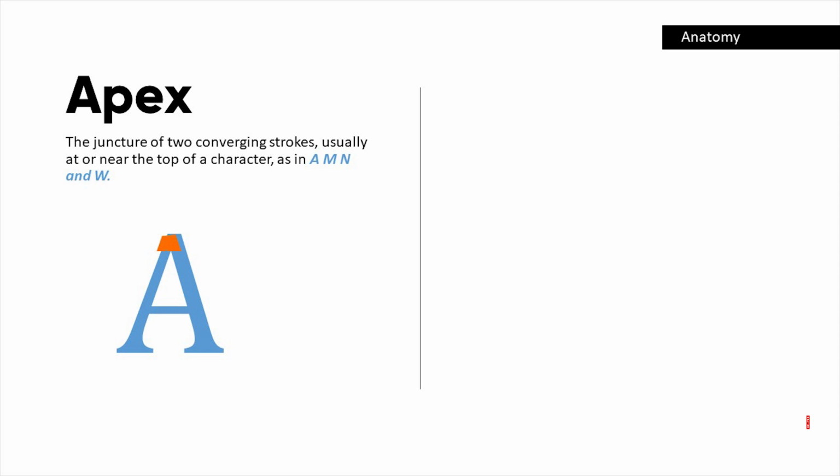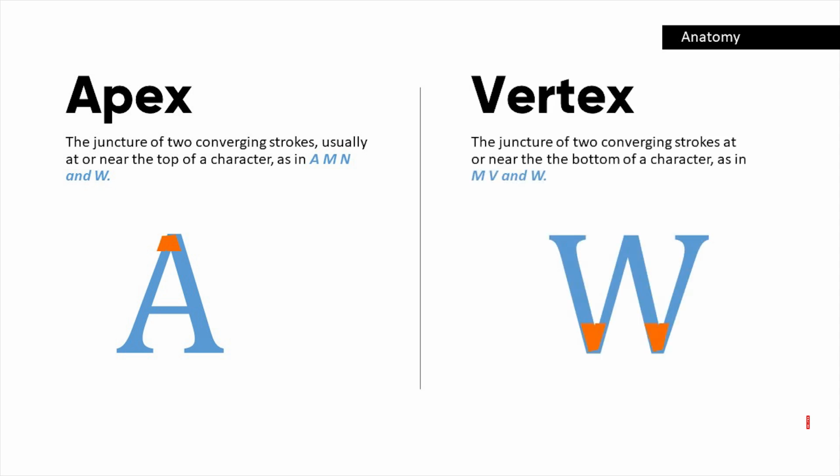Then, as a round off, we have the apex, the junction of two converging strokes, usually at or near the top of a character, as in A, M, N, and W. We also have the vertex, the junction of two converging strokes at or near the bottom of the character, as in M, V, and W.